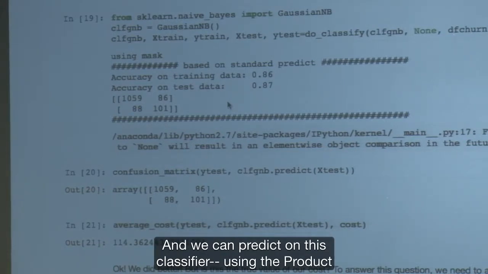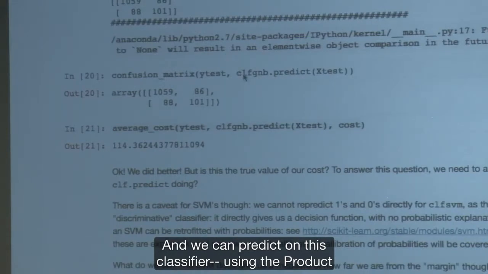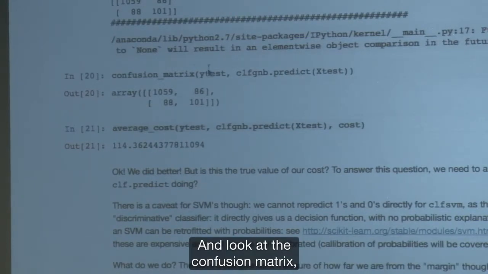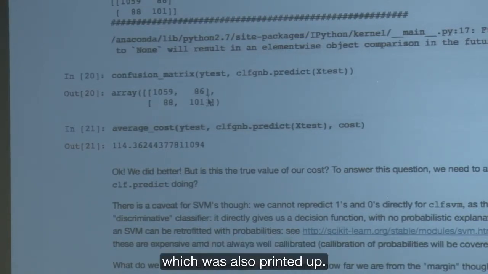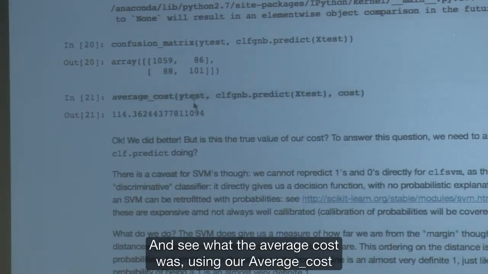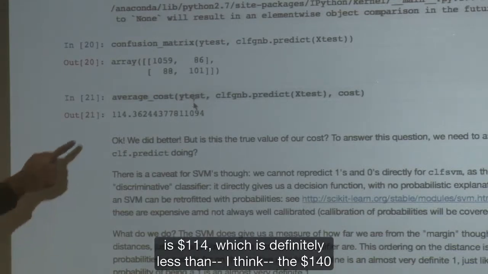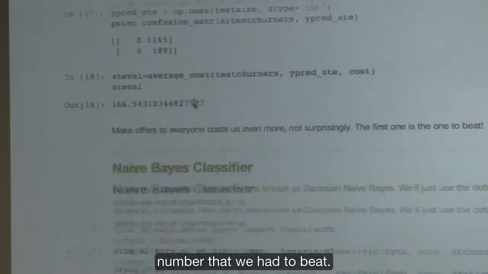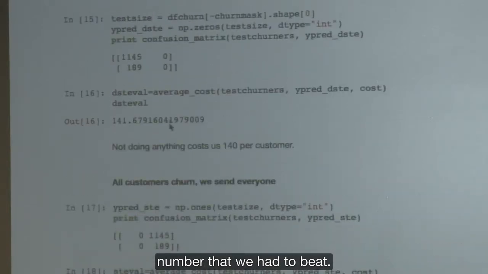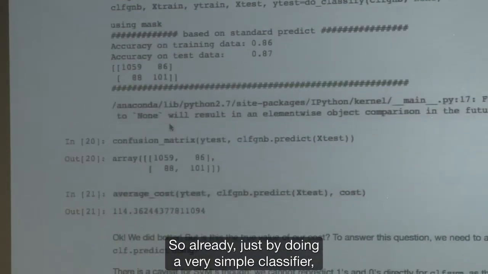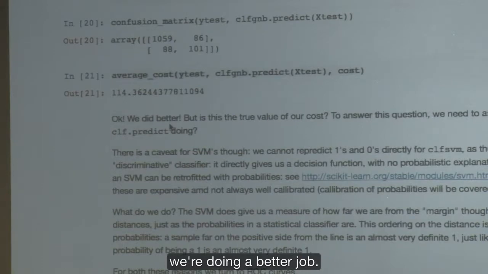And we can predict on this classifier using the predict function here, and look at the confusion matrix, which was also printed up, and see what the average cost was, using our average cost function. And we find that the average cost is $114, which is definitely less than, I think, the 140 number that we had to beat. So already, just by doing a very simple classifier, we're doing a better job. And so that's kind of hopeful.